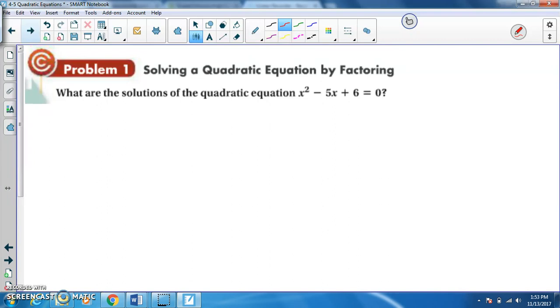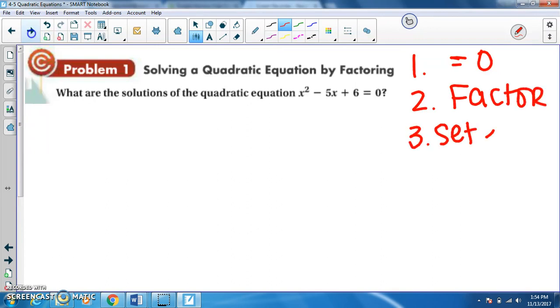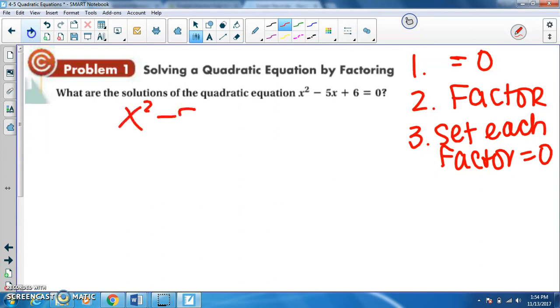Solving a quadratic equation by factoring. What are the solutions of the quadratic equation? We have our quadratic equation. We know that it's equal to 0. What we need to do is factor. Since we're equal to 0, we need to factor and set each factor equal to 0. So we're going to factor x squared minus 5x plus 6 is equal to 0.